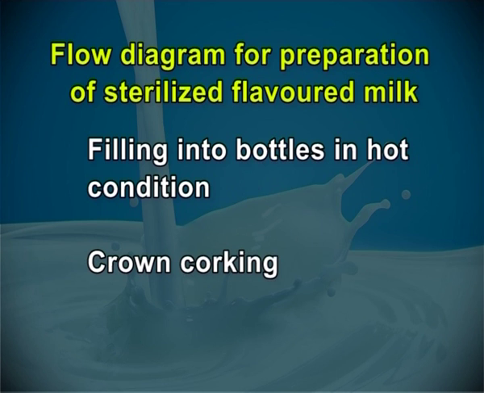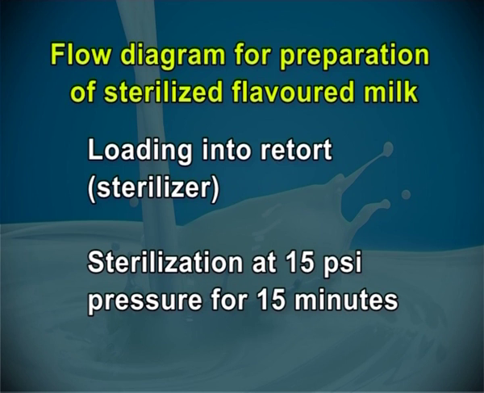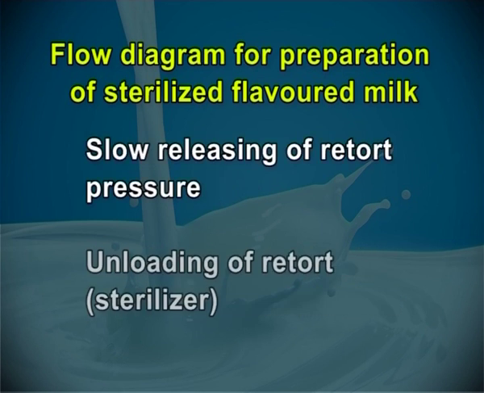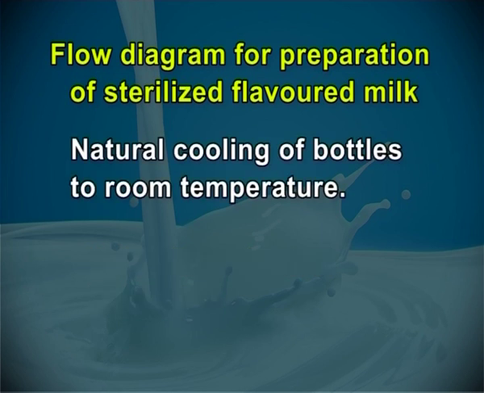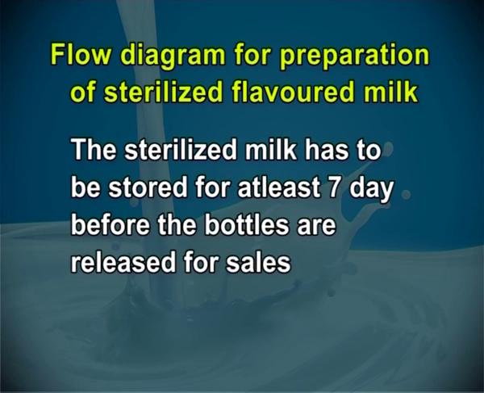Filling into bottles in hot condition. Crown corking. Loading into retort sterilizer. Sterilization at 15 psi pressure for 15 minutes. Slow releasing of retort pressure. Unloading of retort, that is sterilizer. Natural cooling of bottles to room temperature. Store at room temperature. The sterilized milk has to be stored for at least 7 days before the bottles are released for sales.